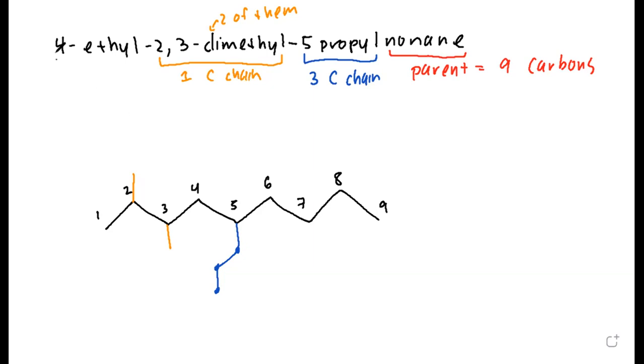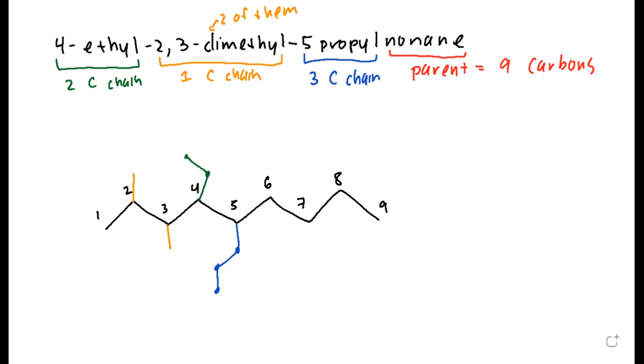Then the last part of my structure, 4-ethyl. An ethyl group has 2 carbons, a 2-carbon chain, and it's located at carbon number 4. So right here, it's going to have 2 carbons. So 1, 2. This is the first one. This is the second one. So that's that structure. So you should be able to go from the structure to the name, or from the name backwards to the structure.